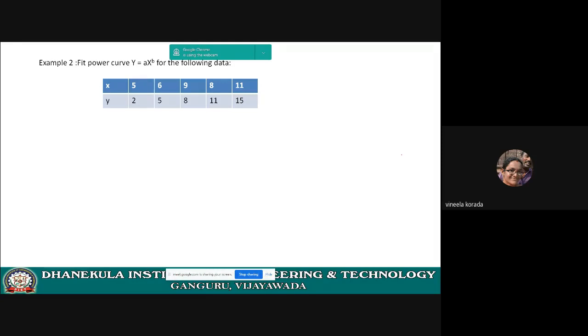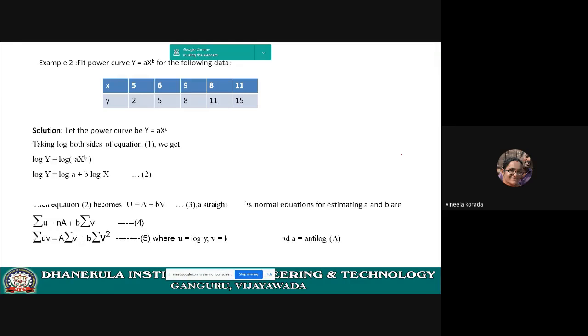As usual, write down the power curve, apply logarithm, assume the values, convert that to a straight line, and write down the normal equations of a straight line. Do that quickly, have a glance at the procedure and note it down in your notebooks. Don't avoid writing. Only with practice will you remember these normal equations.